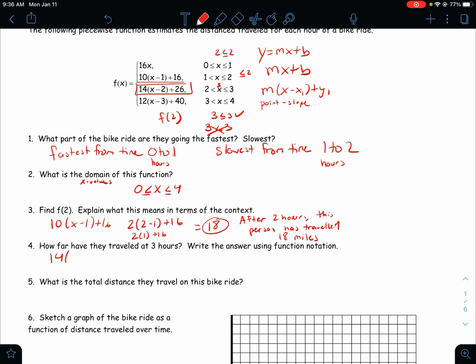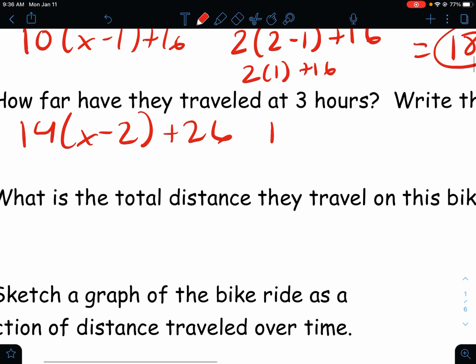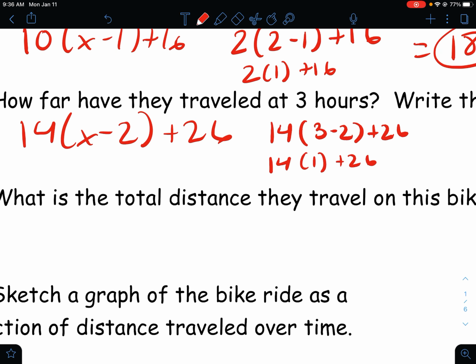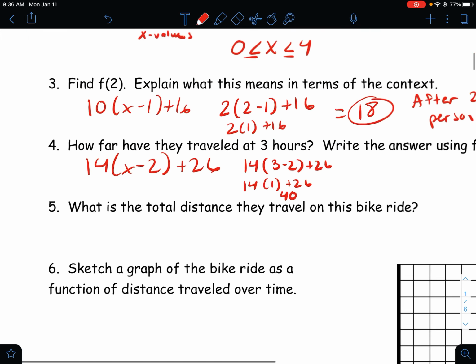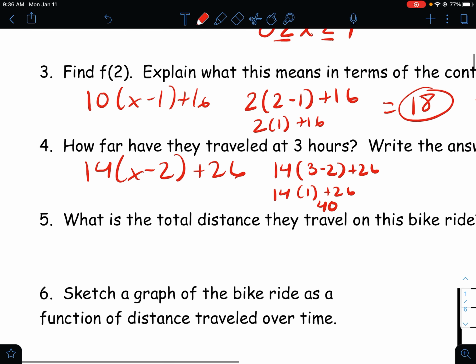So we have to use this 14 function. So it's 14 times x minus 2 plus 26. So let's go ahead and plug in a 3. So we're going to do 14 times 3 minus 2 plus 26. So that ends up giving us 14 times 1 plus 26. So we end up with 14 plus 26, which is going to give us 40. All right. So how far have they traveled? The answer is 40 miles.